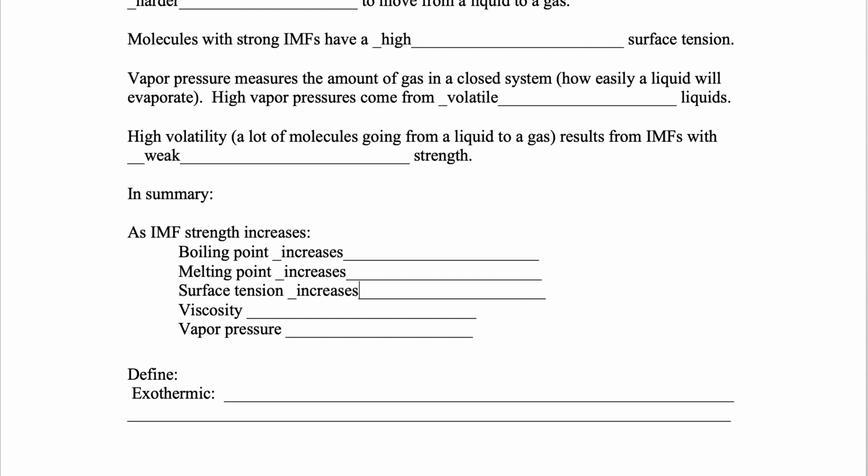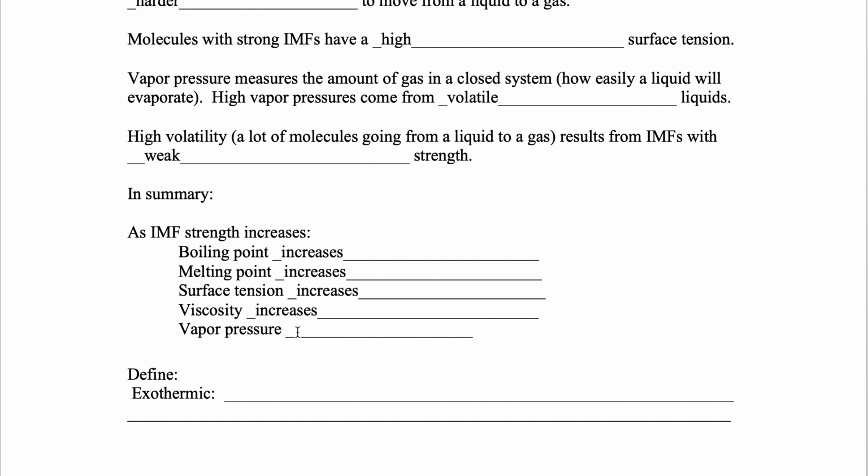If you take a water bug, we called them water skeeters where I grew up. If you take a water skeeter that can literally walk on water and put it in an alcohol, it will sink because the surface tension of the alcohol is not high enough to hold the bug up. Let's see, as IMF strength increases, viscosity increases. Viscosity is how thick the liquid is, how much it resists flow.